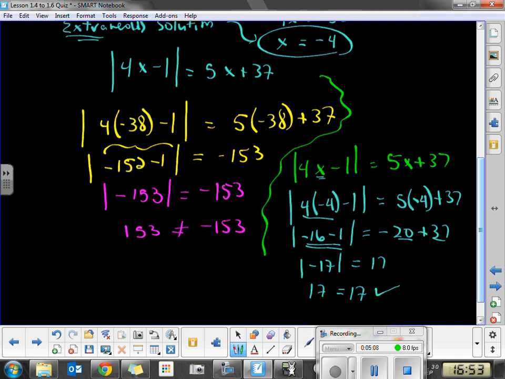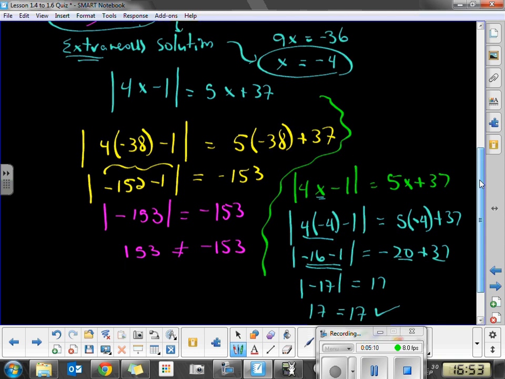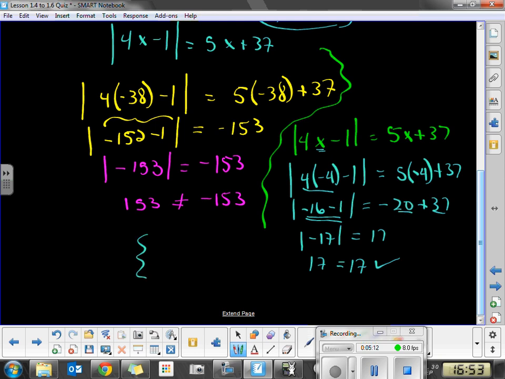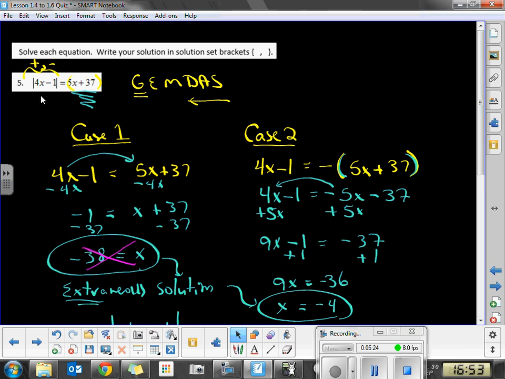So after all is said and done, one of our solutions works, the negative 4, so my solution set for this one is only negative 4. I have to disregard the negative 38 because it doesn't work, which is very, very common for those algebraic expression problems where you have, at the very beginning, an absolute value equal to an algebraic expression. Be very, very cautious. Be looking for one of those to be extraneous.